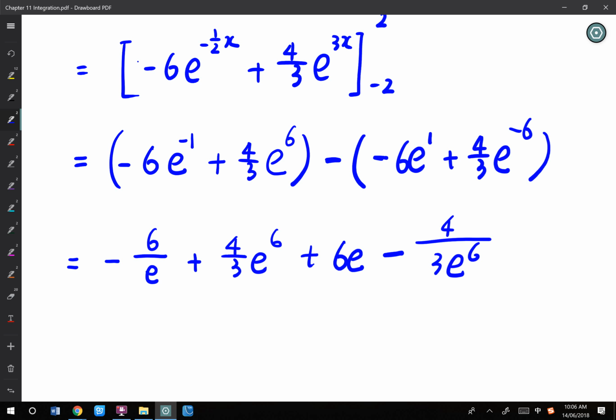If you want an approximation of the area, type that in the calculator and you have the approximation. I'll tell you how to use calculators next lesson. Okay, next lesson.